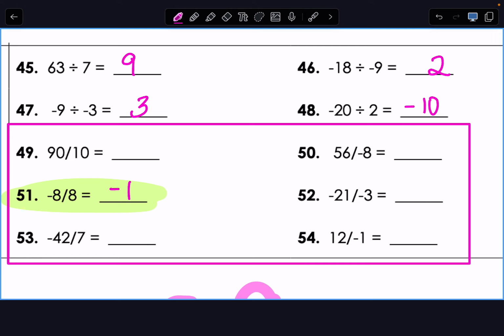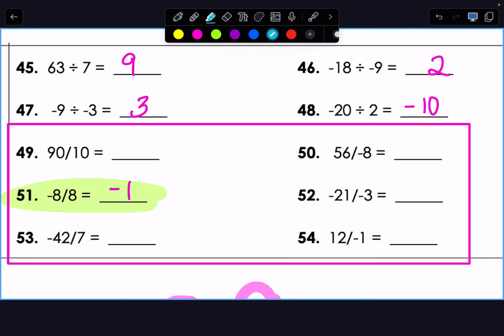So 8 divided by 8 is 1. Okay. Negative divided by a positive gives us a negative. Okay. If you put a 0, you were thinking of addition. Negative 8 plus 8, yes, those cancel each other out for 0. But we're dividing. Okay. All right.